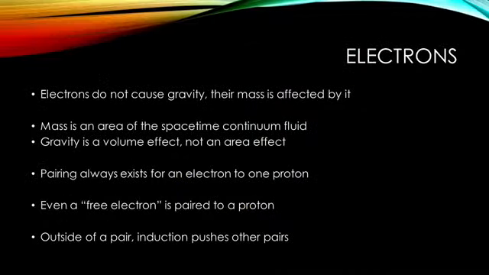So electrons are discussed in this one here. They don't cause gravity, but their mass is affected by it. Mass is an area of the space-time continuum, and gravity is a volume effect, not an area effect. And pairing always occurs between every electron and one proton. Even a free electron is paired with a proton. And outside of that pair, induction pushes other pairs around.